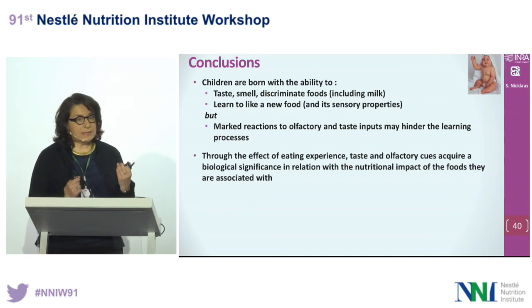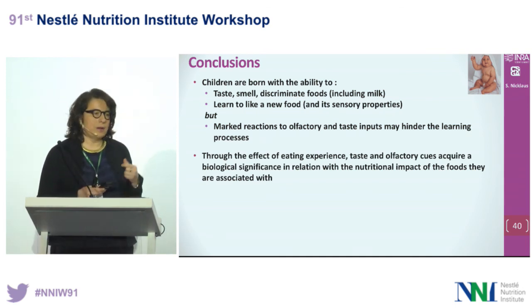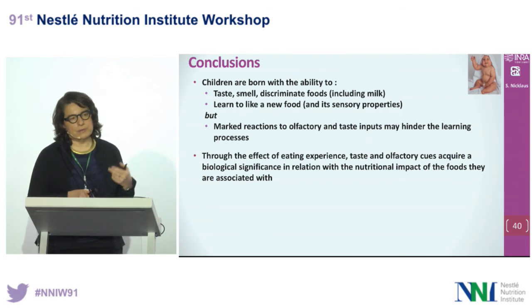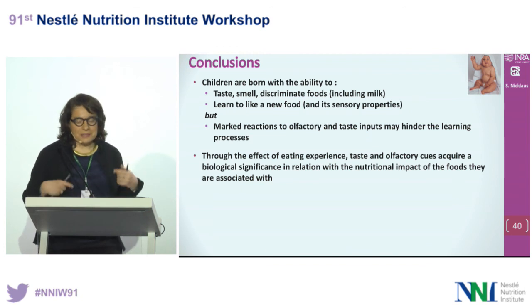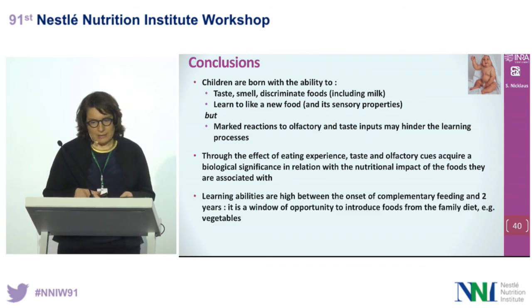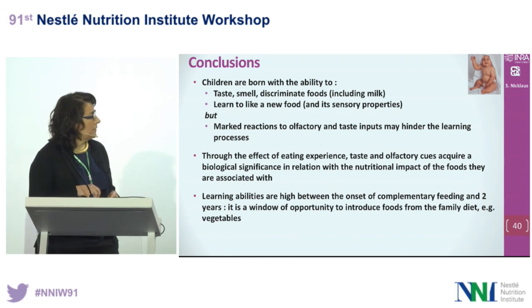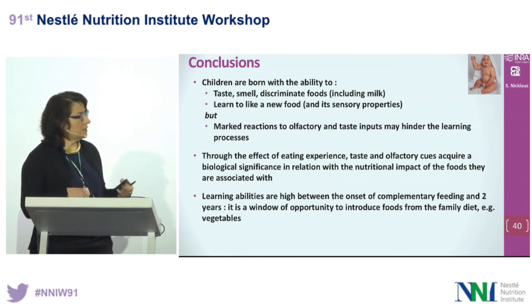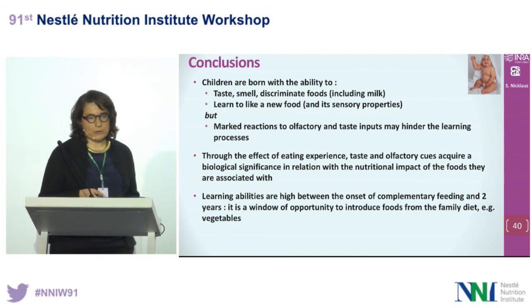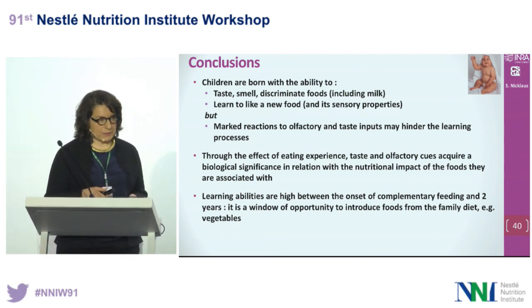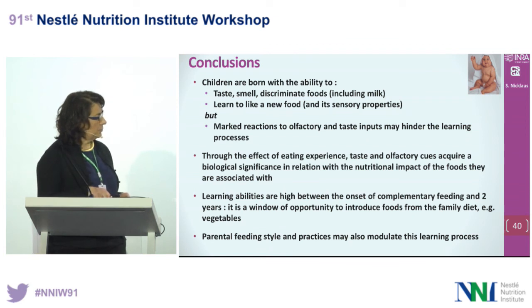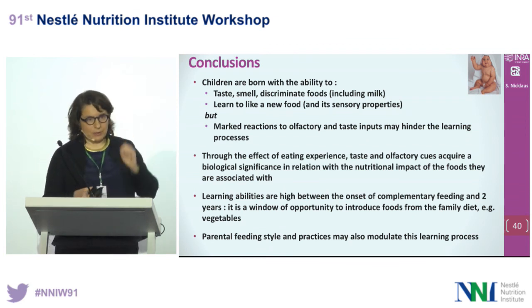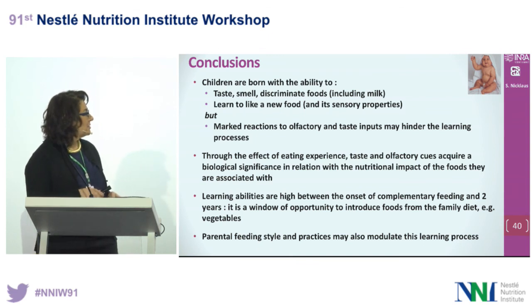Through the effect of eating experience, taste and olfactory cues acquire a biological significance in relation to the nutritional impact of the food they are associated with. That is really the engine for learning about food. Learning abilities are quite high between the onset of complementary feeding and the age of 2 years, so that is really a window of opportunity to introduce foods from the family diet, for instance vegetables. Parental feeding style and practices, like repeated exposure to food, may also modulate this learning process, and you will learn more about that in the following talks.